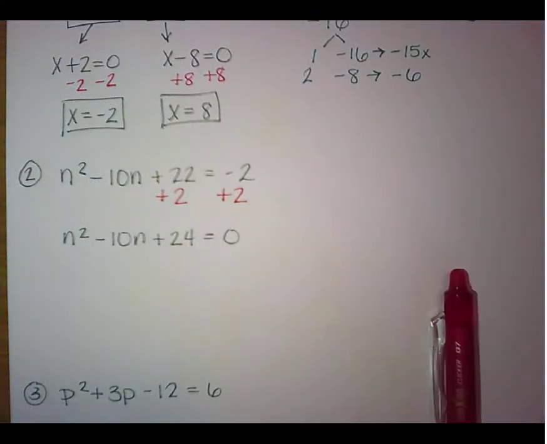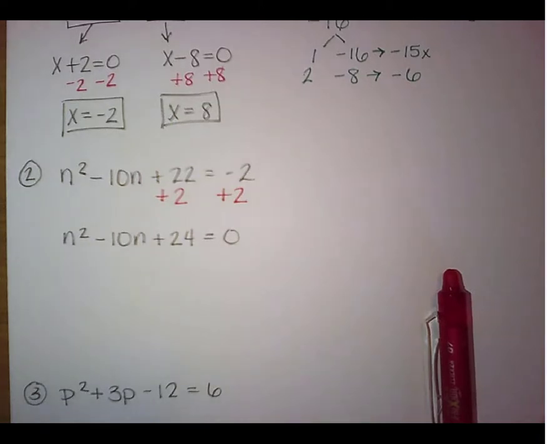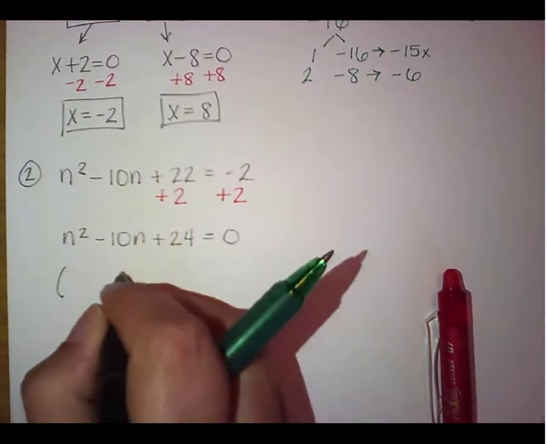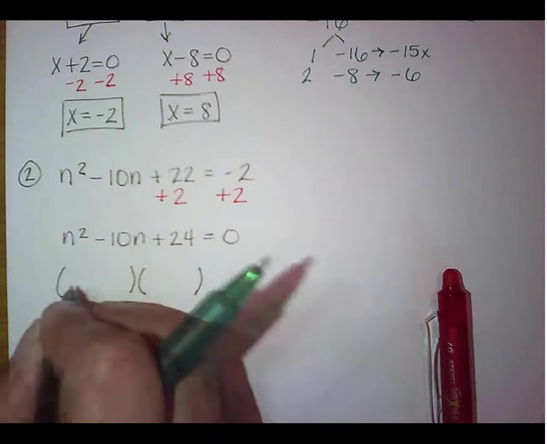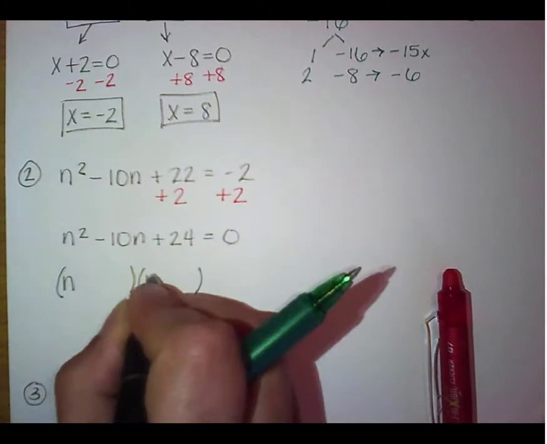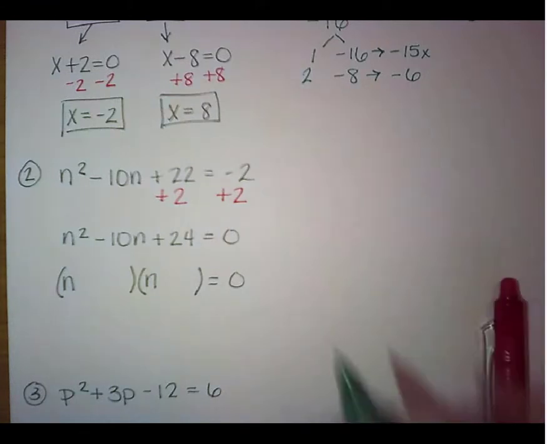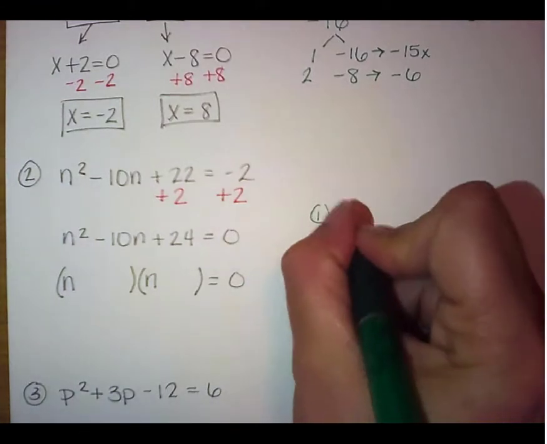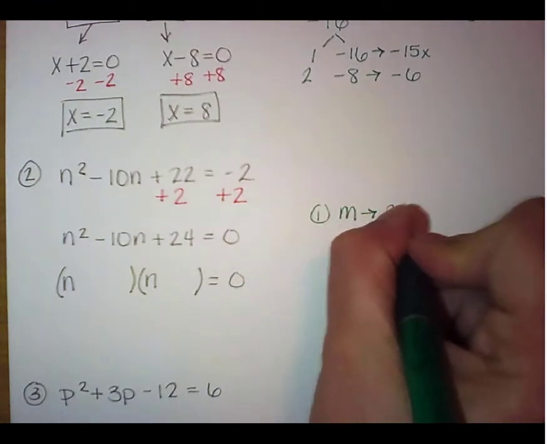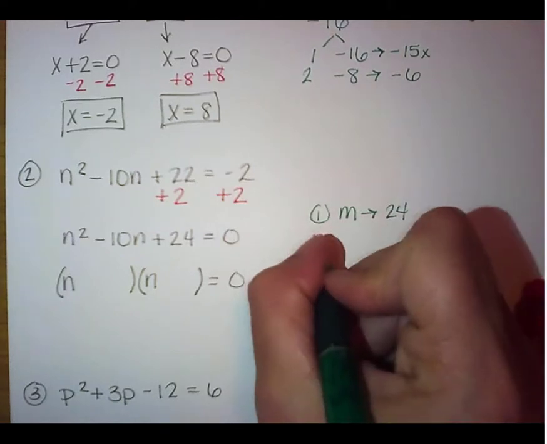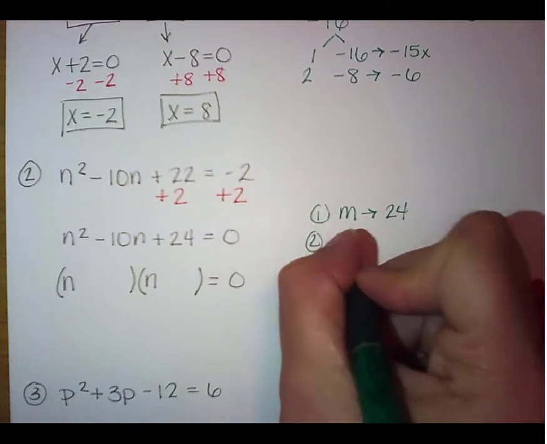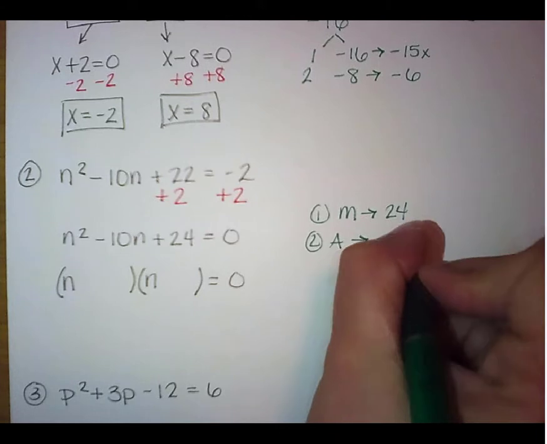So now we're going to factor. Let me put my two parentheses out there first. I'm going to lead off with n, since that's my variable here, still equal to 0. The first thing it needs to do is multiply to a positive 24, and then the second thing it needs to do is add to a negative 10.